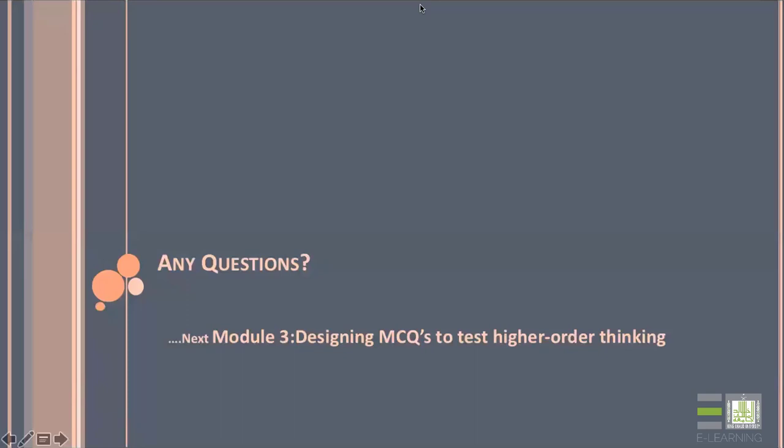Okay, I think there's a similar question that I answered before. How much time should be provided to students to answer each question? Again, the amount of time depends on the level of difficulty of the question. If it's a higher order thinking question, then you would need to assign more time compared to a lower order thinking question, and I'll touch on that in the next slide.